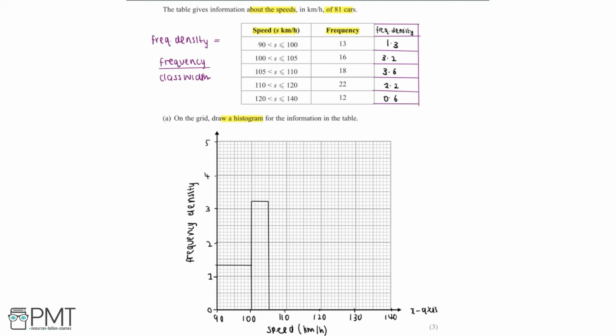Now between 105 and 110, we have a frequency density of 3.6. So let's do the same thing. Now between 110 and 120, we have a frequency density of 2.2. Now finding 2.2 on our y-axis, we can draw a line across from 110 to 120. And between 120 and 140, we have a frequency density of 0.6. And again, finding 0.6 on our y-axis, we can draw a line across until we get to 140. And so we've now drawn a fully correct histogram with the information given to us in the table.